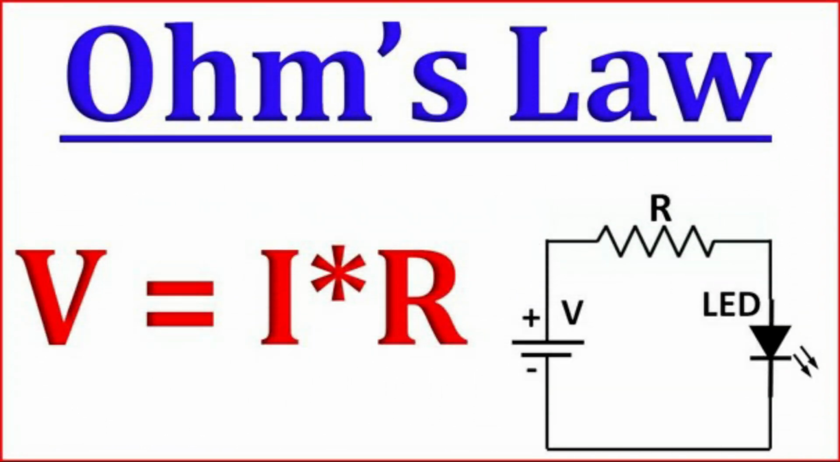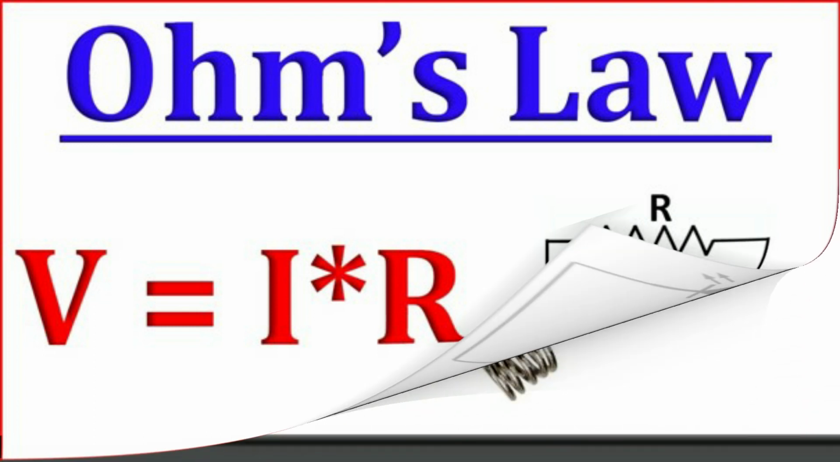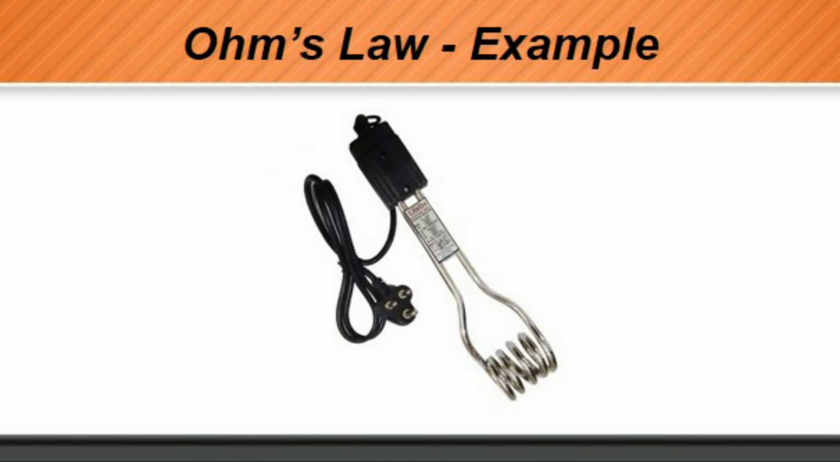Ohm's law can be expressed as V equals I into R. V stands for voltage, I stands for current, R stands for resistance. Example of Ohm's law: immersion rod water heater. When the voltage increases, current also increases, for resistance being constant.